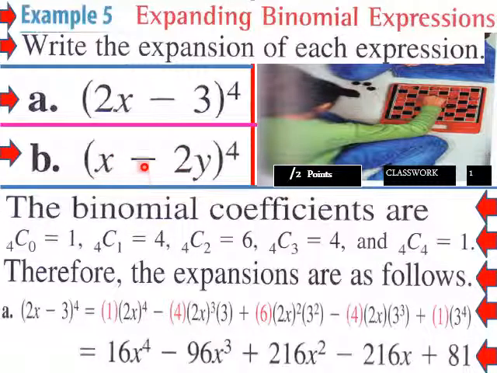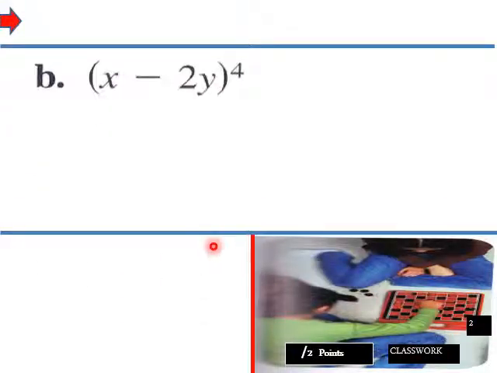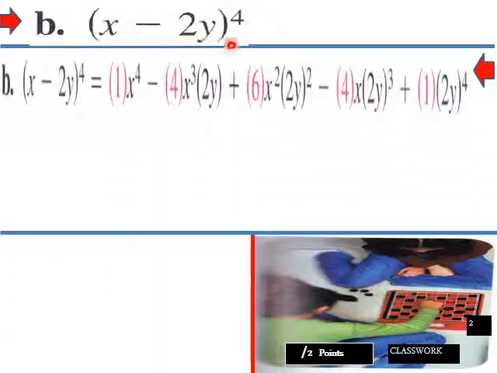And then for b, x minus 2y to the 4th. How would we do that? Let's find our coefficients for that. So x minus 2y to the 4th. Here's our expansion here. We go 0, 1, 2, 3, and 4. And that will result in 1 times x to the 4th, 4 times x cubed times 2y to the 1st, and then 6x squared times 2y squared minus, and see our signs here, they're alternating.